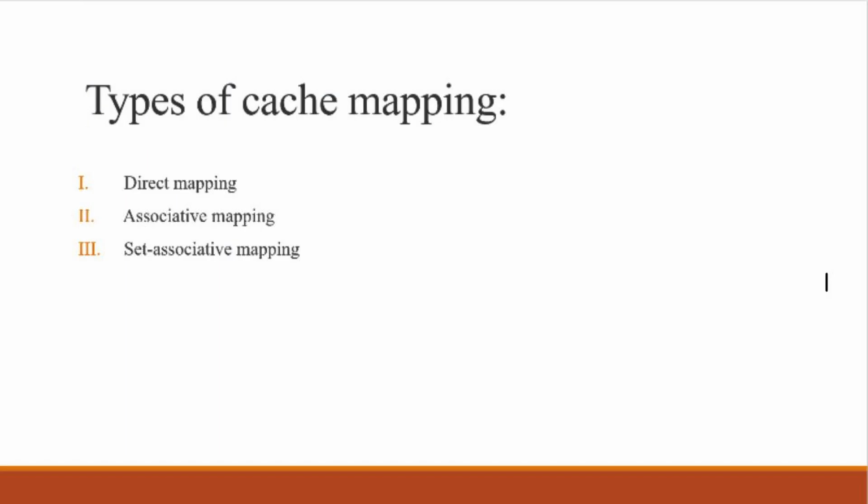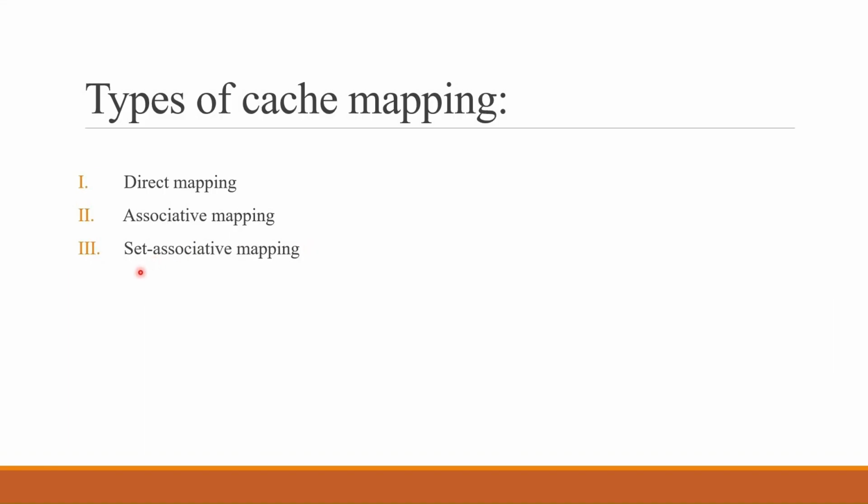Further types of cache mapping like direct mapping, associative mapping, set associative mapping will be explained by my further group member. Okay, now let us see the types of cache mapping. So the first one is direct mapping, second is associative mapping, and the third is set associative mapping. So let us see them one by one.